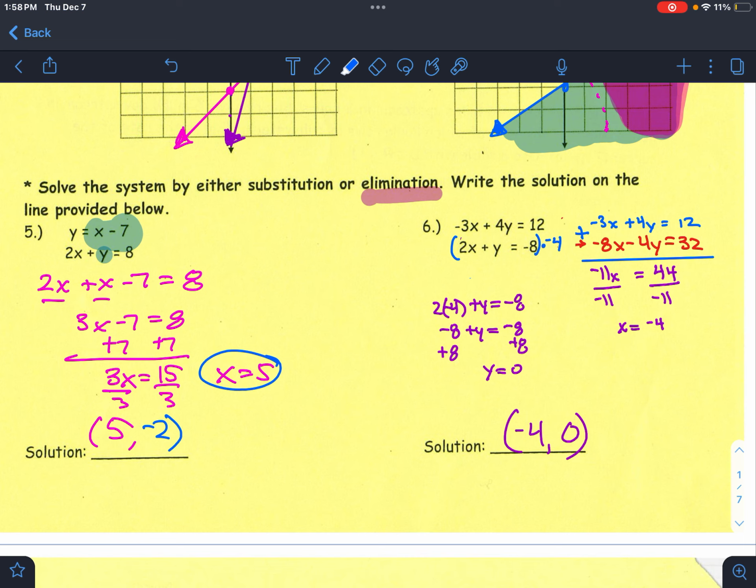On number 6, I solved using elimination because I can see that if only one was positive y and one was negative y, when I add the equations, then my y value would eliminate. But I couldn't do that, so that's why I multiplied the second equation by -4, so I could eliminate when I added up, eliminating those y's, right? I solve for x, and then I substitute in to solve for y.